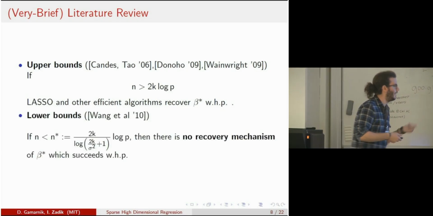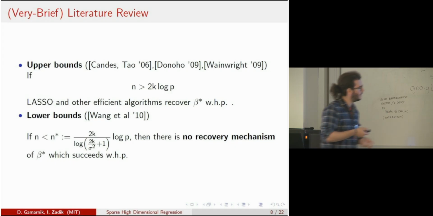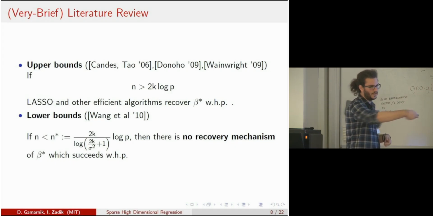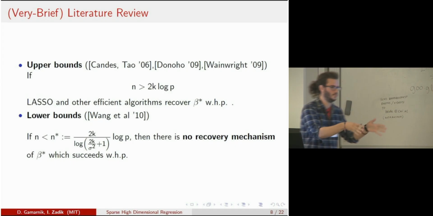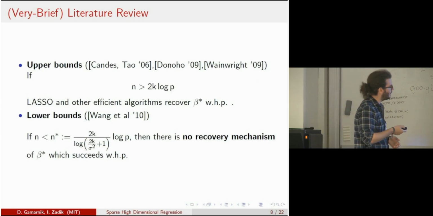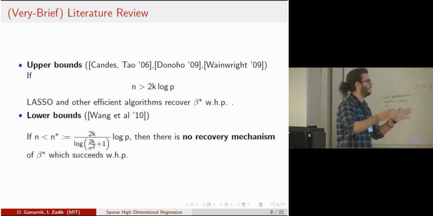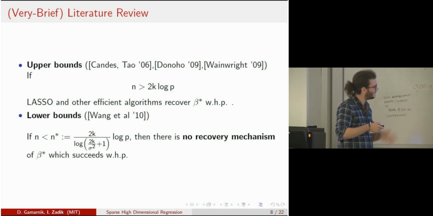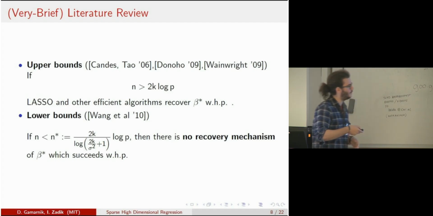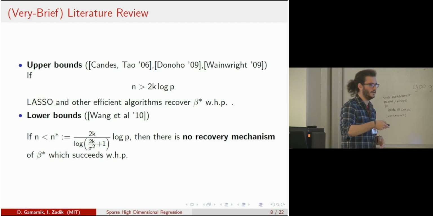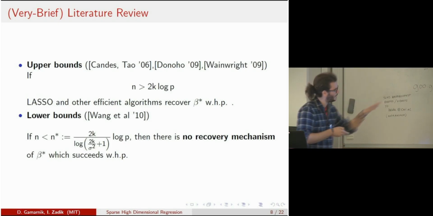What is the best lower bound? By Wang and Wainwright in 2010, in the binary case, or at least in the more general case I mentioned where you have serious magnitude in the non-zero coordinates, it has been proven that if n is less than n star, where n star is a threshold, 2k log p divided by the logarithm of k over sigma square, then there is no recovery mechanism of beta star which succeeds with high probability in recovering exactly beta star. And something more is easy to prove: if you have 1 minus epsilon here, then you cannot recover a 1 minus epsilon fraction of the support of beta star if you are below this. So this is the gap.